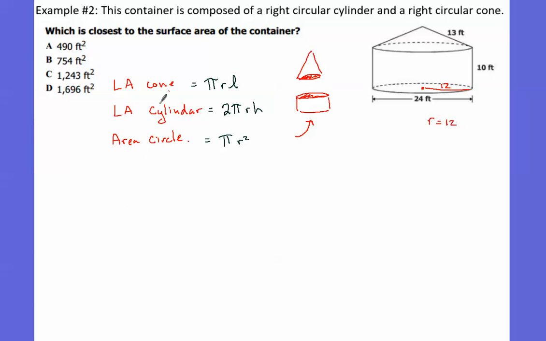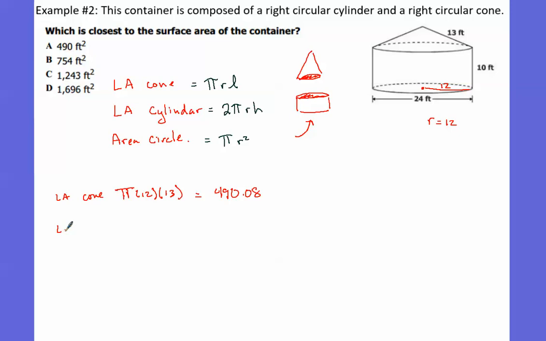So for our first formula, for this shape, we would need the lateral area of the cone. We would use pi times the radius of 12 times the lateral height, or I should say the slant height, I apologize, of 13. When you calculate that, you get 490.08. And that's going to be the lateral area of the cone.